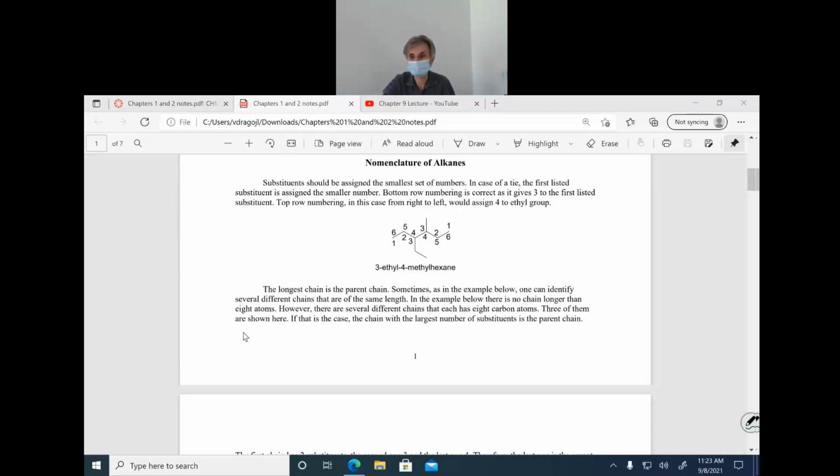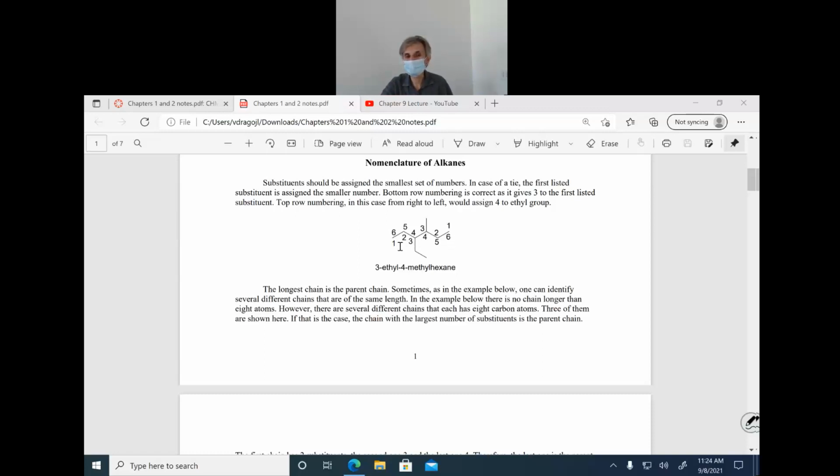Okay, so let's go to nomenclature. When it comes to alkanes, you should assign the smallest possible set of numbers to substituents. So something like this. On the test, if you have to name a compound, always redraw it. Redraw it from the screen, but be careful not to make a mistake when redrawing it, because that's always a problem. When redrawing something, you could make a mistake. So make sure you redraw it accurately.